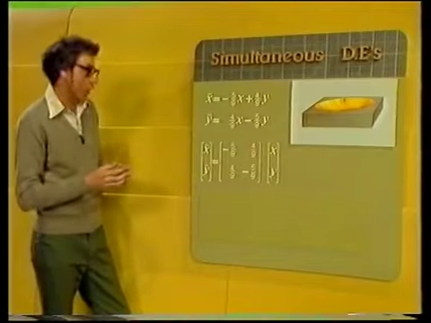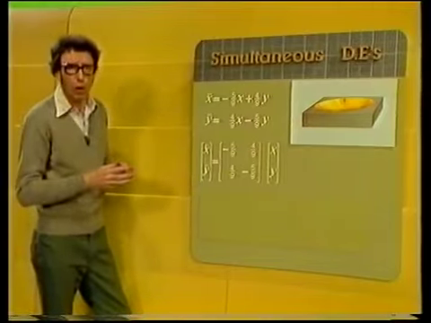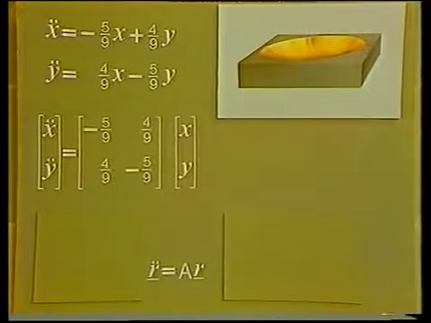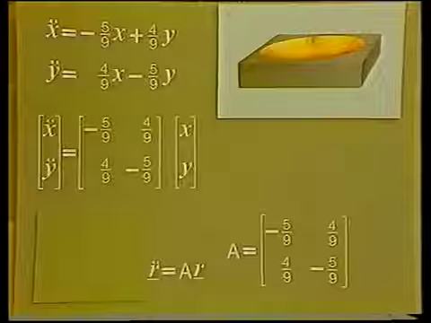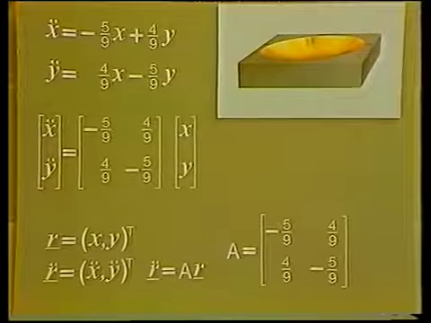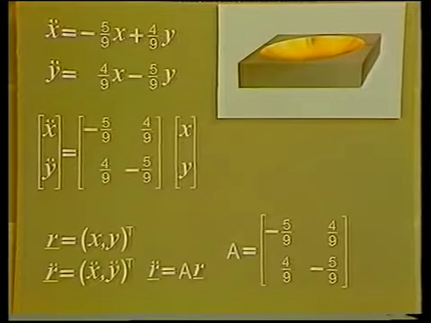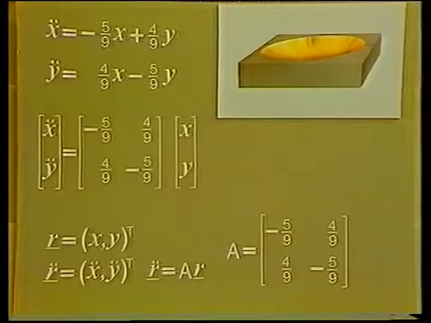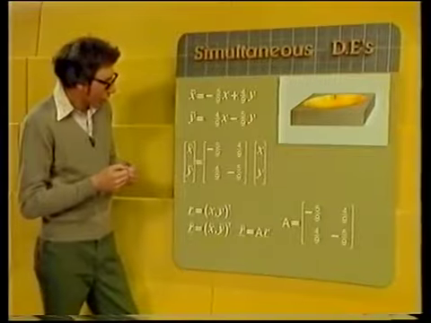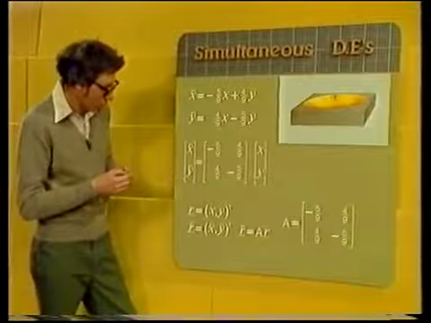Well, that's one way of writing them in matrix form. I could also write them just like this. Now, I've denoted by capital A the matrix. And I've used vector R to denote the vector x, y. The transpose is just there to note that we mean a column matrix, x, y. And I've used R double dot to denote the vector x double dot, y double dot. Okay, I now have my equations written in this compact matrix form.